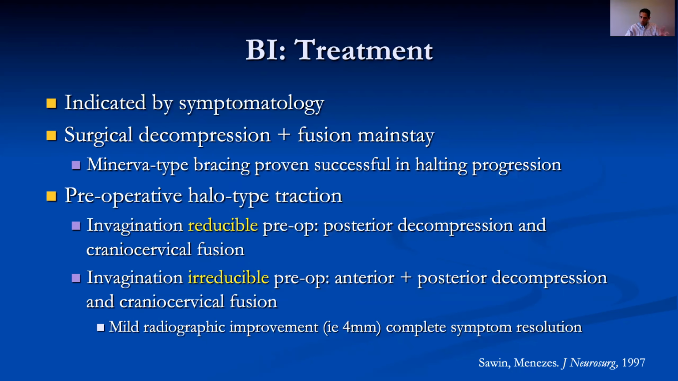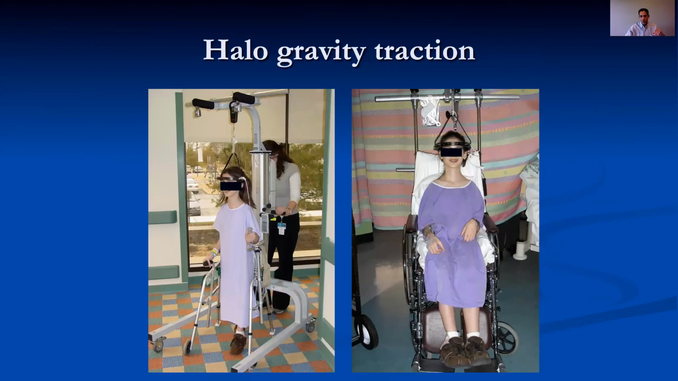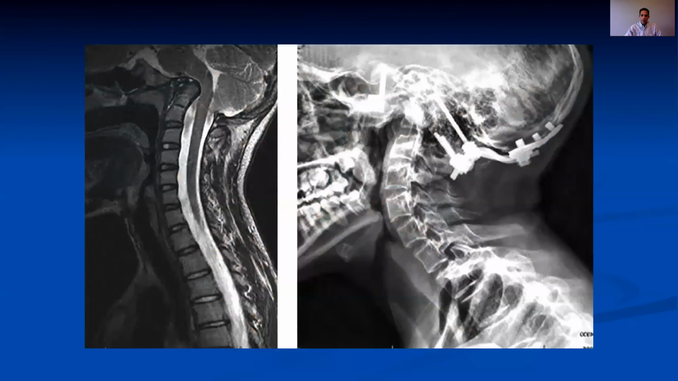So this assumes, and we have to test, that the invagination is reducible. So here we would just do an indirect decompression and fuse the back of the skull. That involves what's called halo gravity traction. We apply a halo to the patient's head and progressively over weeks add weight to lift their skull off the cervical spine. And you can see that even for severe basilar invagination, this can become quite effective.